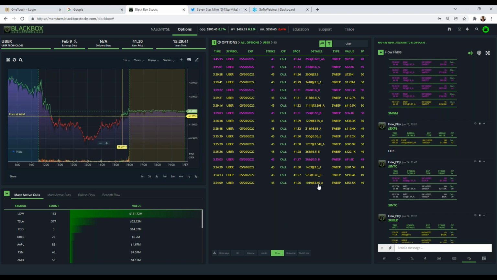This one got filled at 345 on the ask. This one got filled at 345 on the bid. Does that mean that person bought and sold those contracts just that quickly for zero profit? Absolutely not. This happened within 4 seconds. See that? 324.09, 324.13. 4 seconds of time passed.